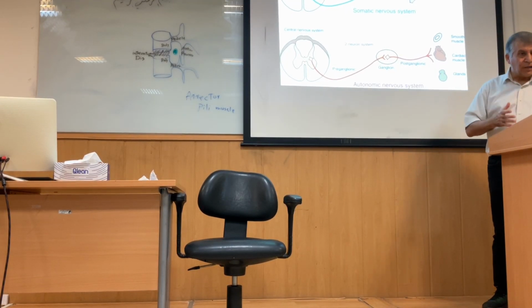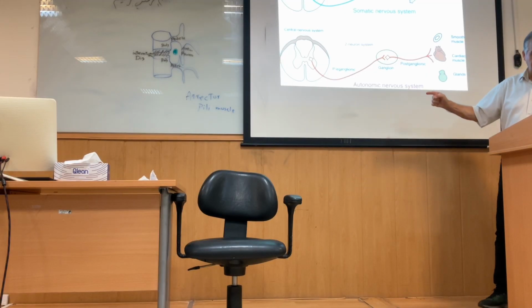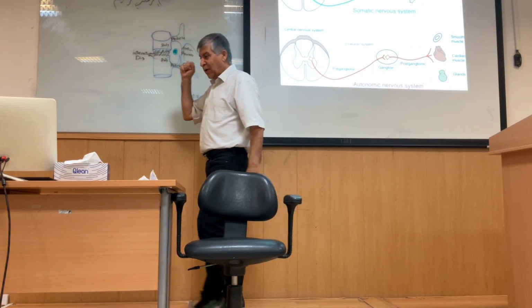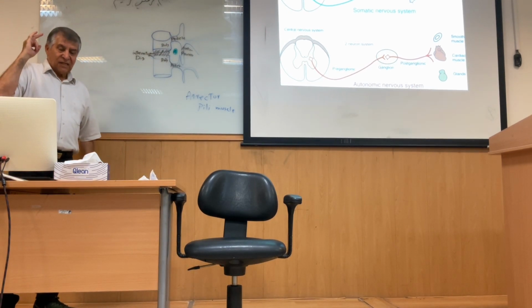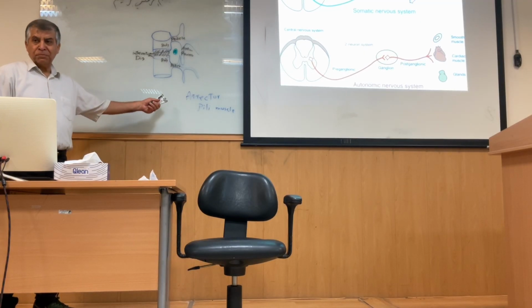In addition, it innervates all sphincters of the body. All sphincters of the body are contracted, closed by sympathetic nerve. So sympathetic nerve has four functions. Innervate vessel, innervate sphincter, innervate sweat gland, and arrector muscle.